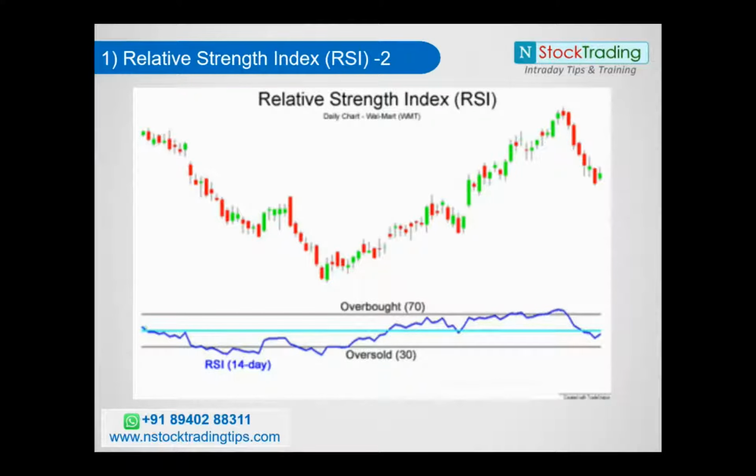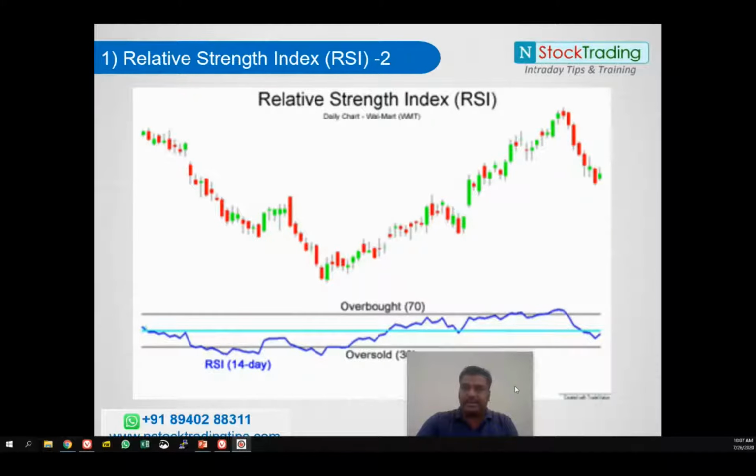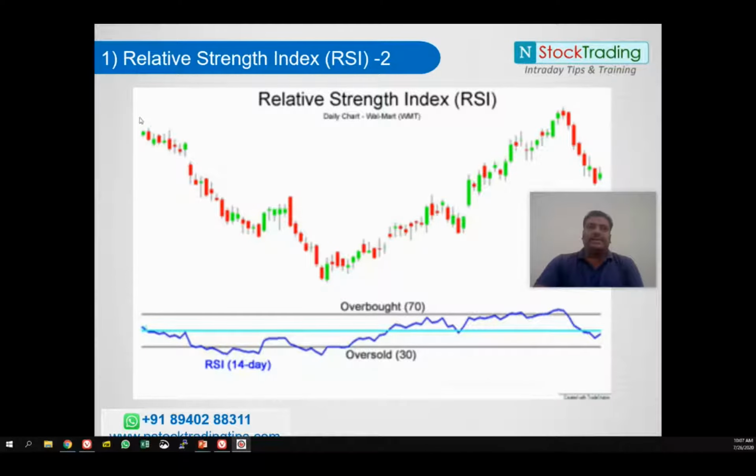I'll show you a screen of how the RSI is usually displayed on trading platforms. If you see here, this is our typical candlestick chart. Below that, you have the RSI indicator. It is not an overlay. It lies below the price on a separate area, and it's an oscillator which moves between 0 and 100. So this is how the RSI looks on your trading screen.